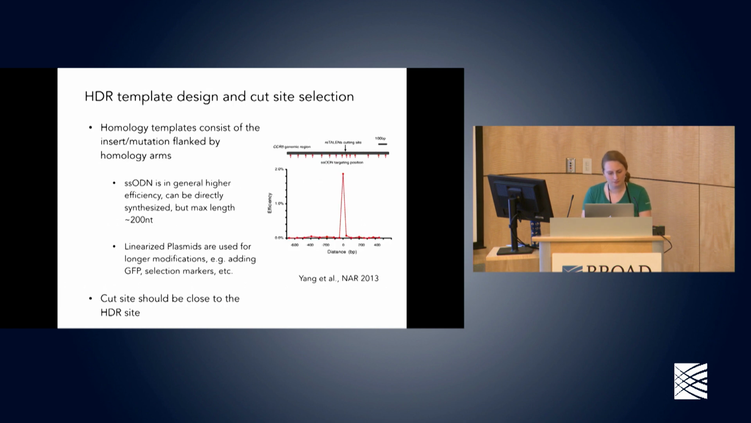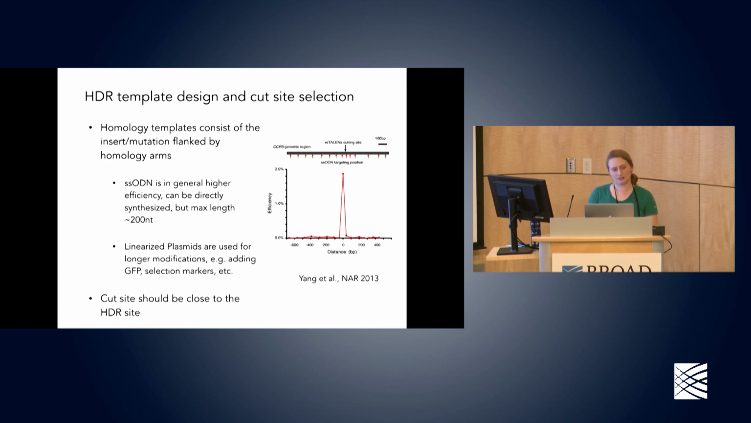To do HDR, again, you need to cut as close as possible to the site of interest. This is actually done using TALENs, but this information can also be applied using CRISPR-Cas tools. And it shows that the closer you are to cutting at the site where you're hoping to make your HDR change, the more ideal it is.